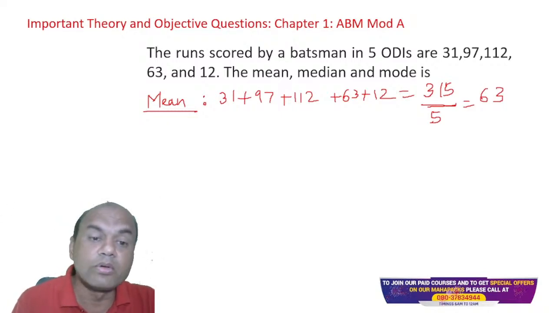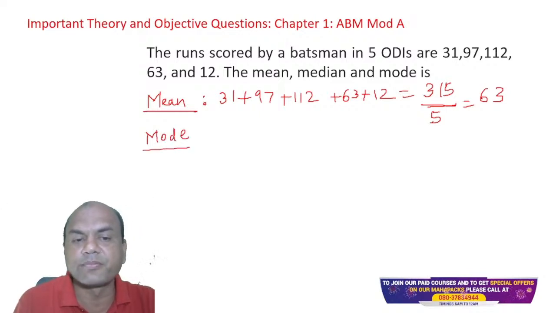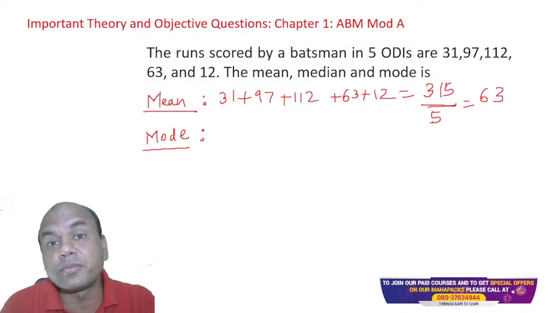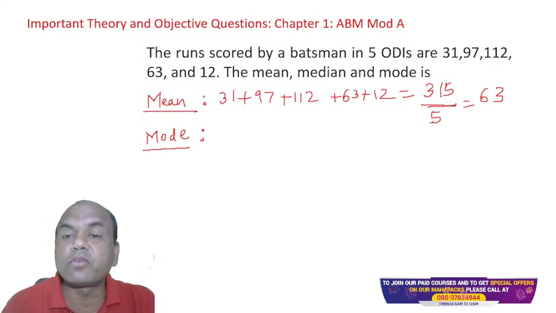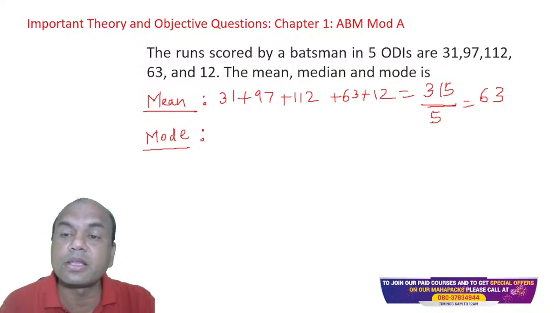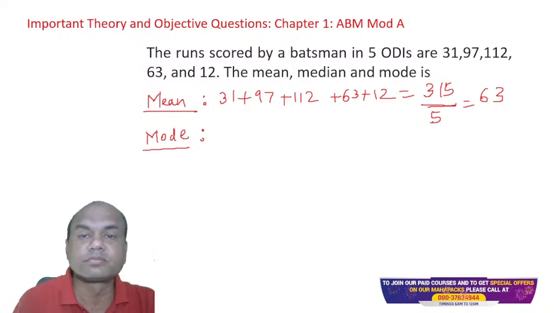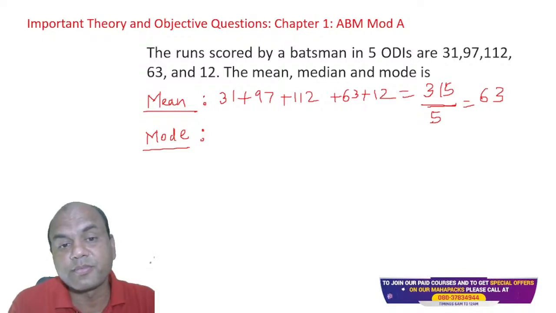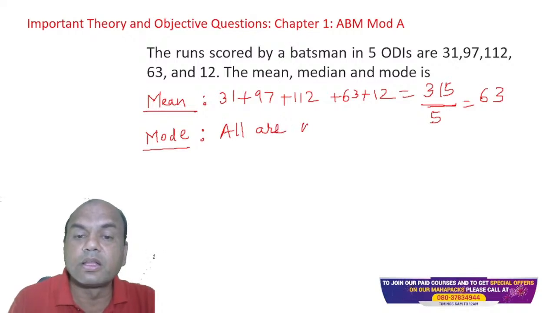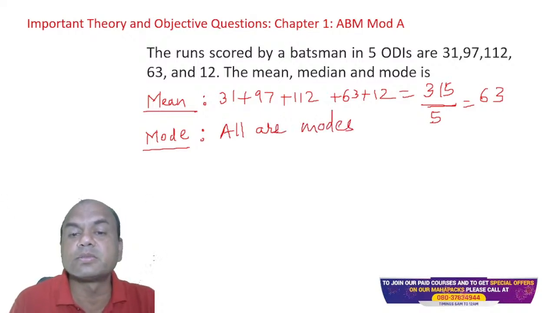Now mode. Mode means which is coming the maximum number of times. Who is coming the maximum number of times? 31, 97, 112, 63 and 12. None of them is repeated. If any had been repeated, let's say 31 appeared 2 times, then that would have been the mode. But here none of them is repeated. So which is the mode then? All are modes. Whenever the numbers are not repeated, everyone is a mode.